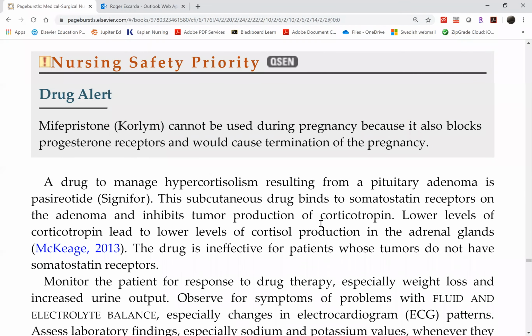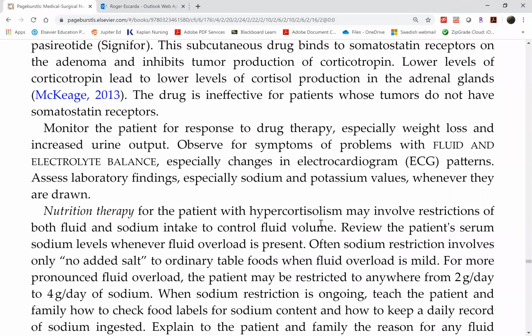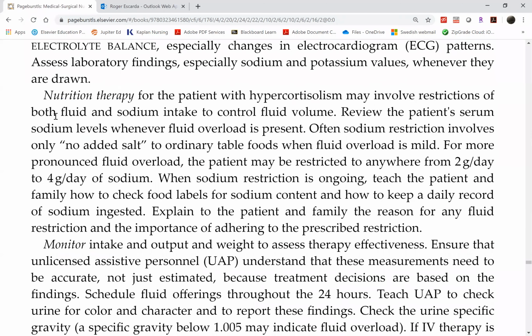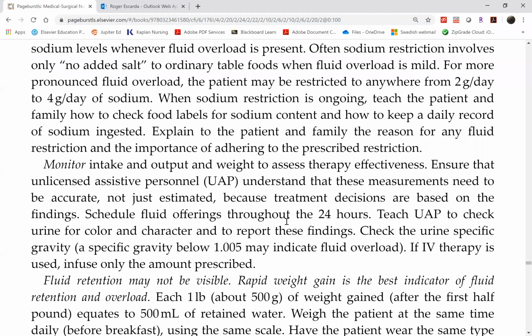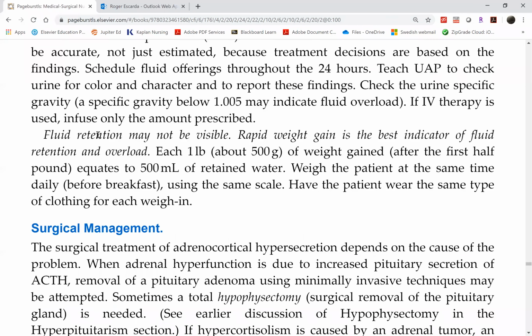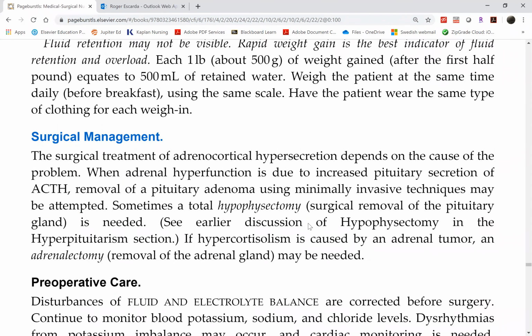So let's go to surgical intervention. The rest of this here, please read nutrition therapy. These are all non-surgical, non-pharmacologic therapy. So of course they have high sodium already, so no added salt. Some fluid restriction may be instituted. The same thing, because fluid overload must be monitored, so weigh daily.